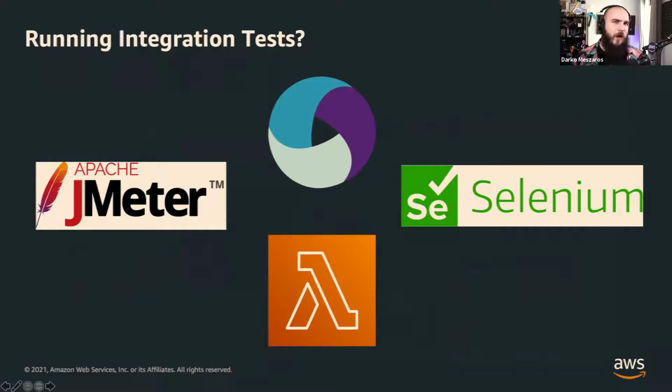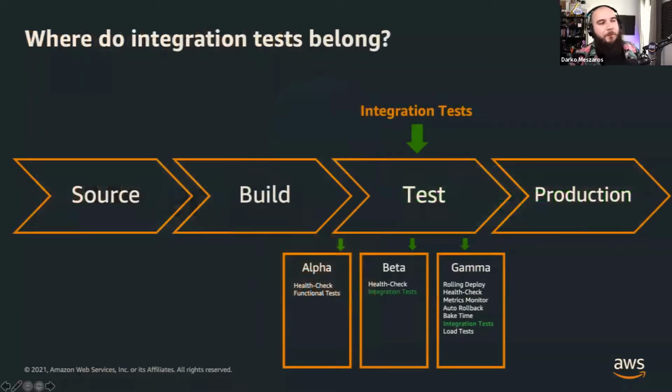Where do these integration tests belong on a pipeline? Well, we have a whole section on the CI/CD pipeline called tests, right? And this is where they usually sit. But it's a bit more complex than that, right? At Amazon, we usually divide things into multiple different environments, into alpha, beta, gamma environments, which are all different sizes and are all in different stages of maturity.